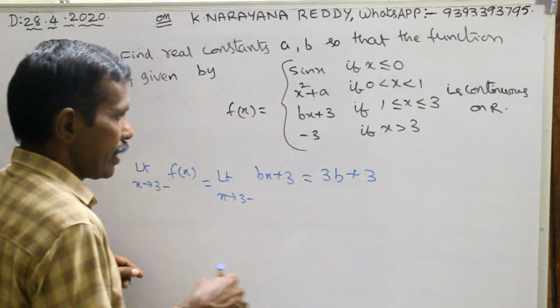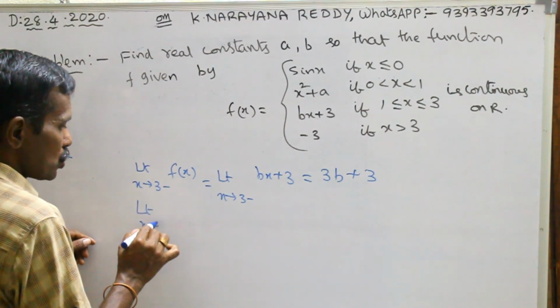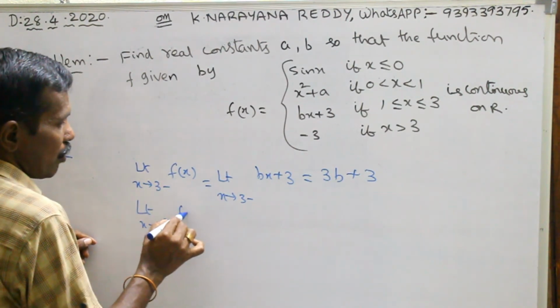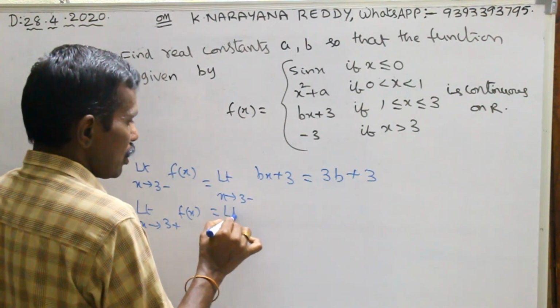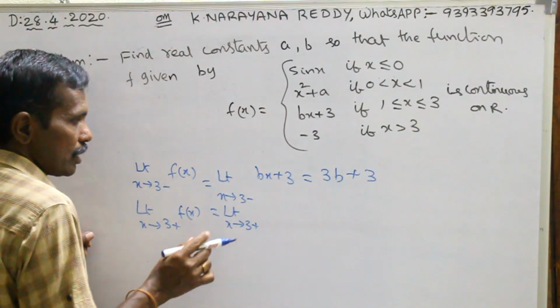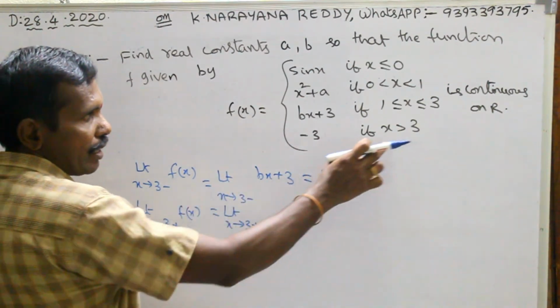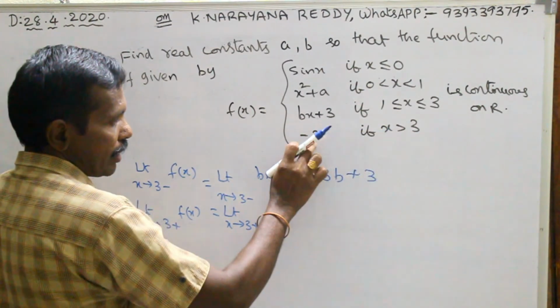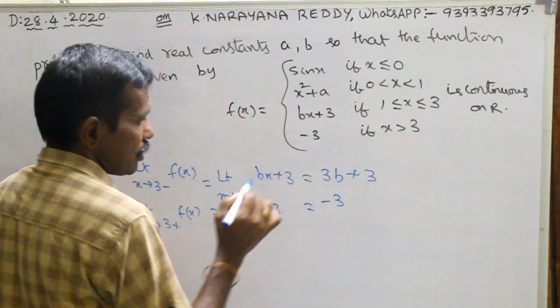Okay. Next we can take the right hand limit. Limit x tends to 3 plus of f of x. What is f of x now? 3 plus means greater than 3. X greater than 3 means we can take minus 3. That is equal to minus 3.